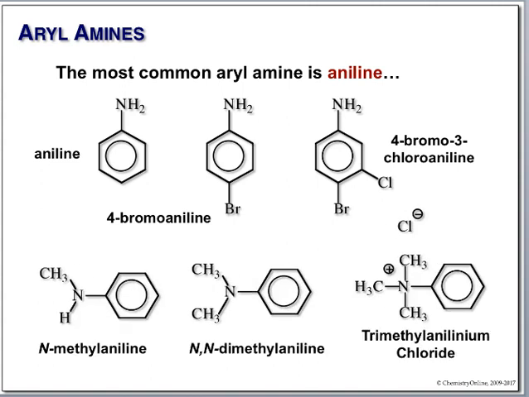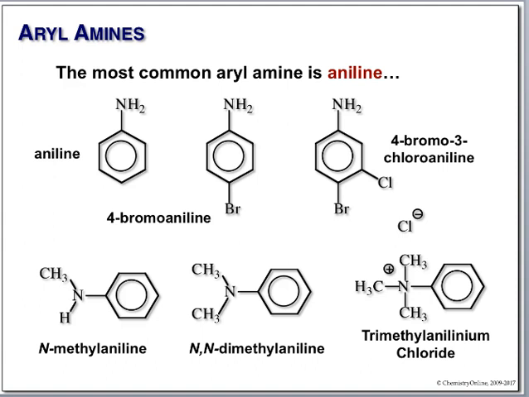We can have substituents on our nitrogen. When we have substituents on the nitrogen, we indicate it with an N. So this is N-methylaniline. Two of them, N,N-dimethylaniline. And this is N,N,N-trimethylanilinium chloride. So, when you're naming amines and you have substituents on your nitrogen, you simply show them using the N and then whatever the substituent happens to be. Any questions?